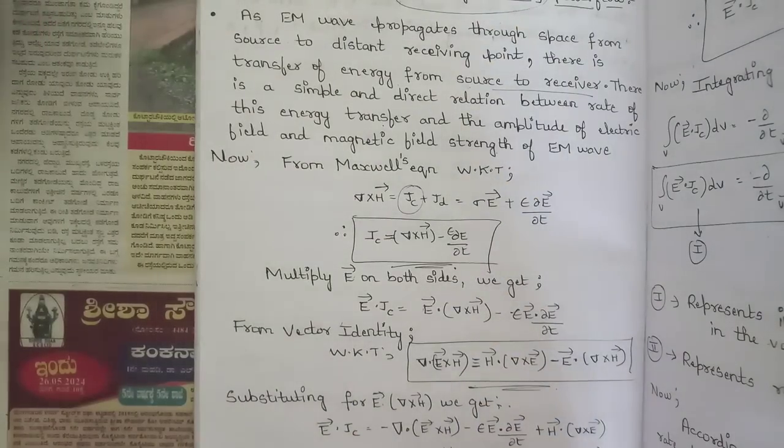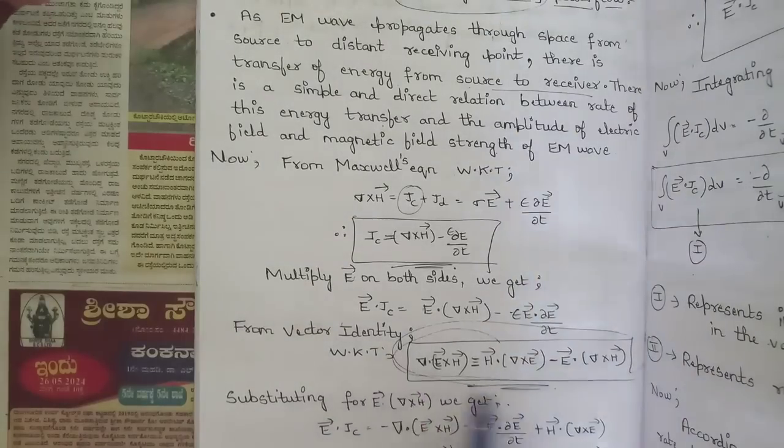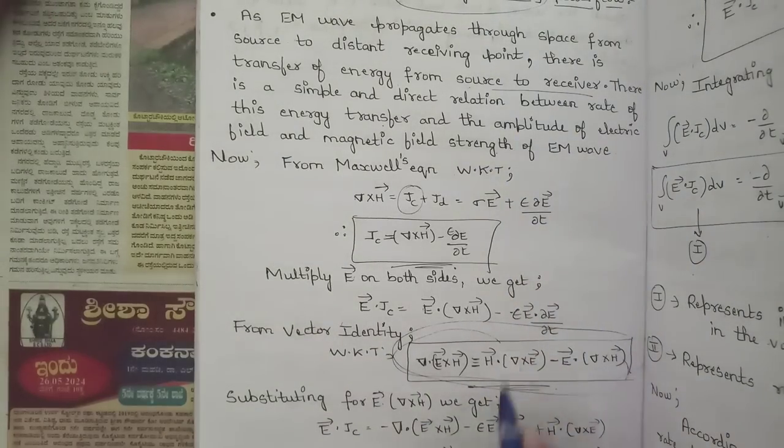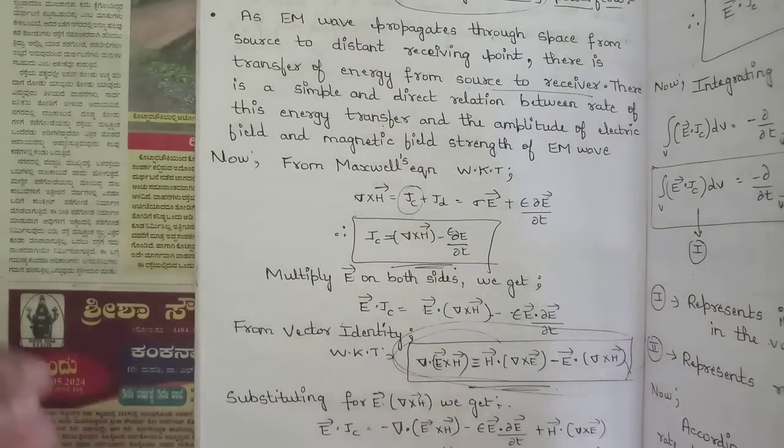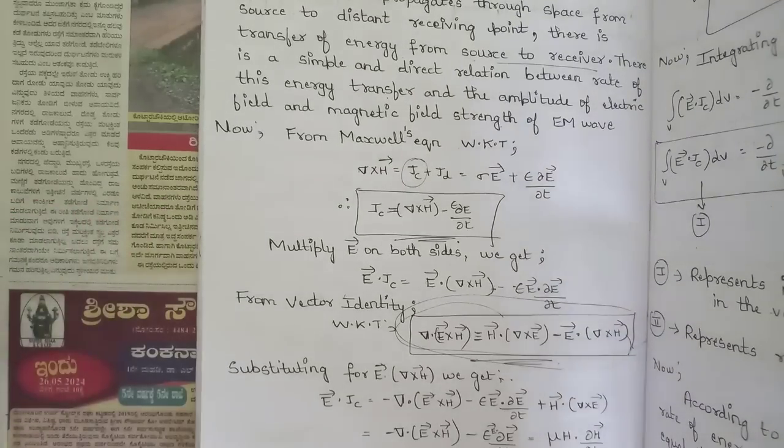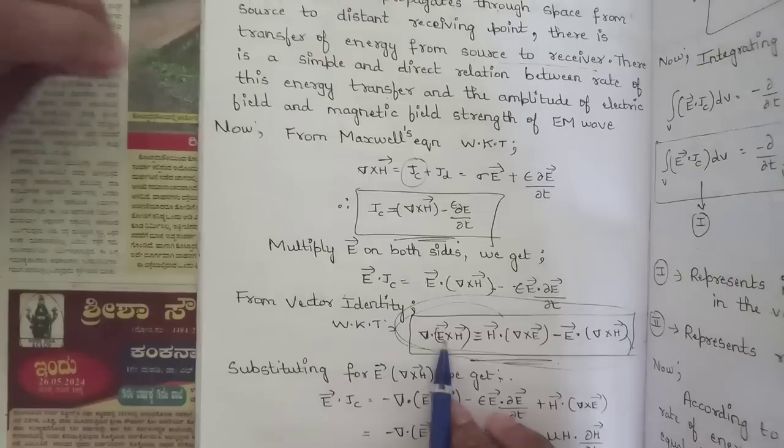Now from a vector identity we have a relation, that is del dot E cross H is equal to H dot del cross E minus E dot del cross H. So this is one vector identity. Those who do not know this vector identity from vector algebra, during 12th standard you might have studied the relationship between dot product and cross product. If you use that relation, this is one relation which we get here for electric field and magnetic field.